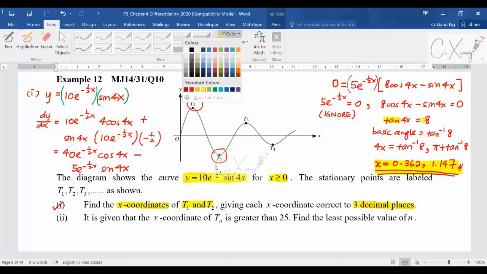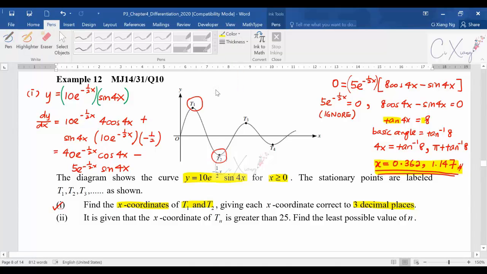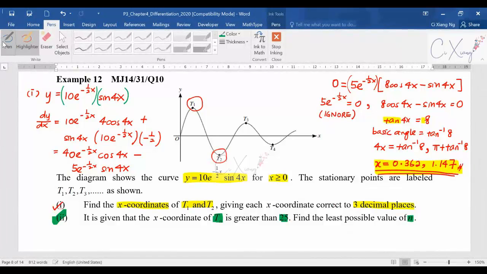Okay, then now let's continue to part number 2. Okay, so for part number 2, they said that the x coordinate of Tn is greater than 25. Find the least possible value of n. Okay, so this is the question that is quite challenging.